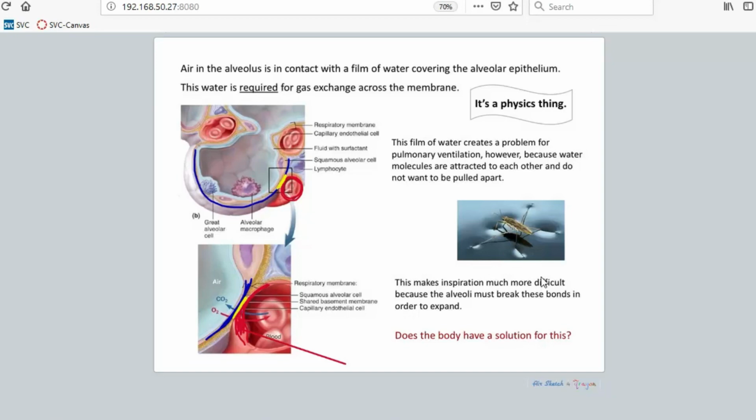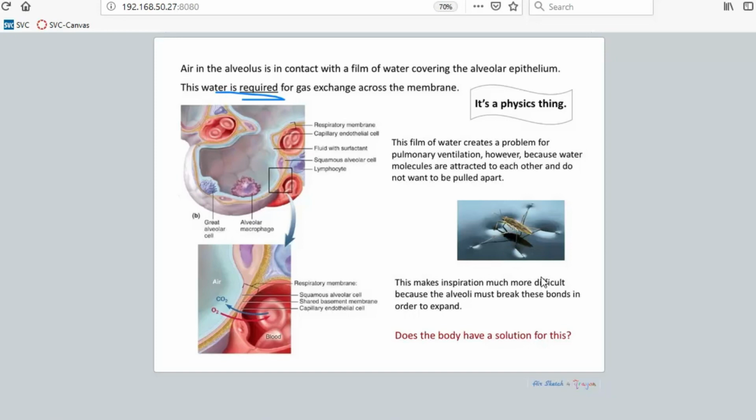Something I want to point out, though, is that inside the alveoli is a thin layer of water. So all of the alveoli are lined by a thin layer of water. And the bottom line is that this water is required for gas exchange across the membrane. If we didn't have that water there, then these gases wouldn't be able to be exchanged across. All right, it's a physics thing, and we're just going to leave it at that. But the water is required for gas exchange, so that's why it's there.